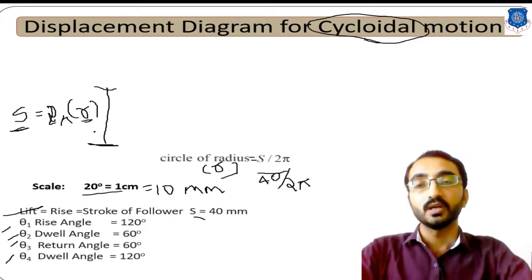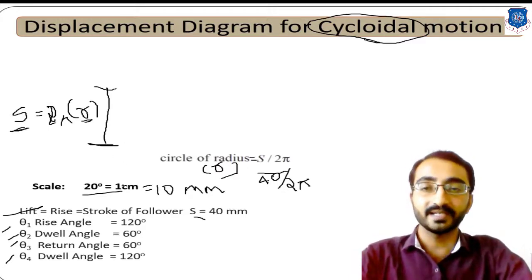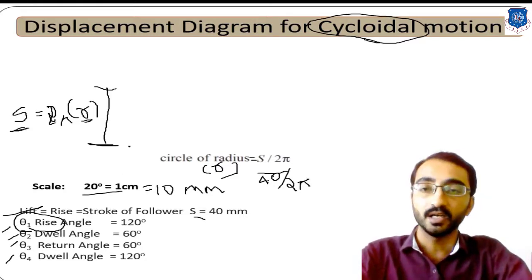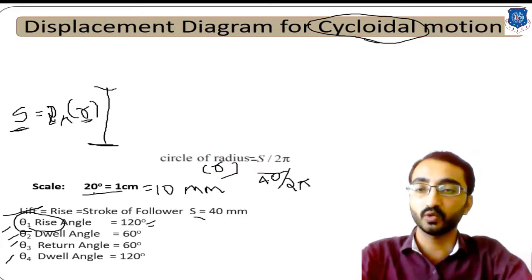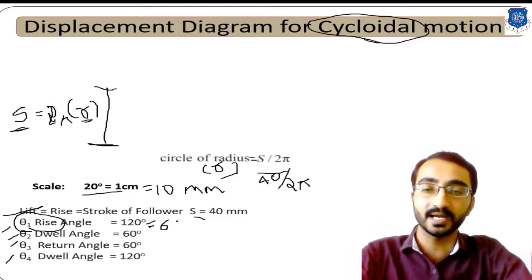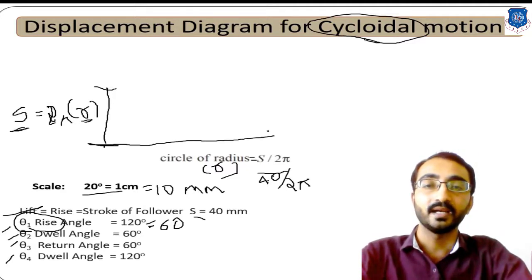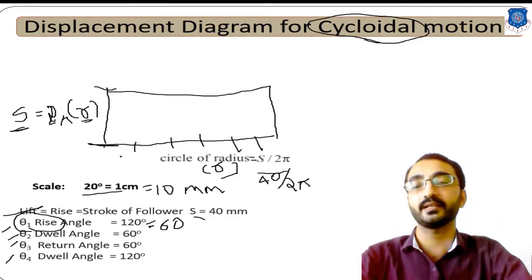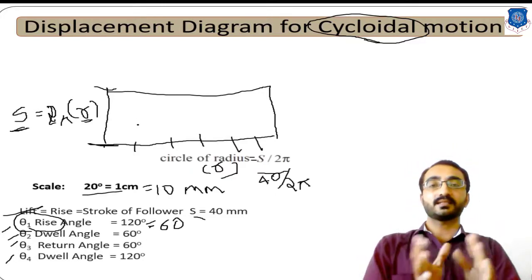Okay, now to sketch this displacement diagram, let's start with the first one, that is the rise angle, or we can say theta 1. For theta 1, that is 120 degrees, we represent 20 degrees as 1 centimeter. So here 120 degrees will be represented by a 60 mm line. Extend or draw a 60 mm line and divide this 60 mm line into 6 equal intervals. So for every 10 mm distance you will get 6 equal divisions.